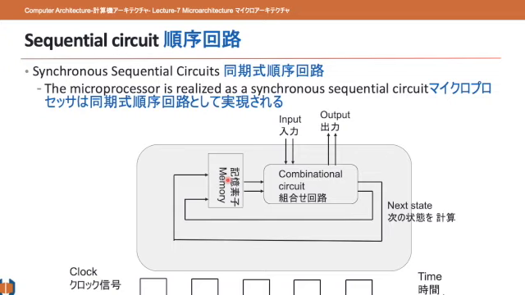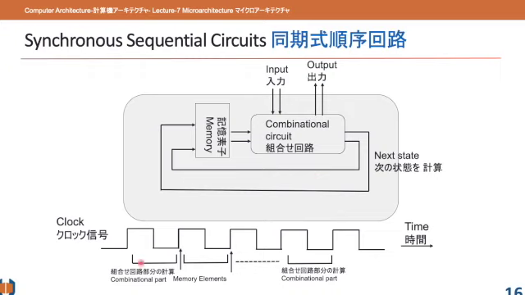Well, again, sequential circuit. As all of you know, the microprocessor is a sequential circuit. And the basic definition of a sequential circuit is that the output depends on the present state of the input as well as the previous state. And as you know, in every sequential circuit you must have a memory element to store the previous output.